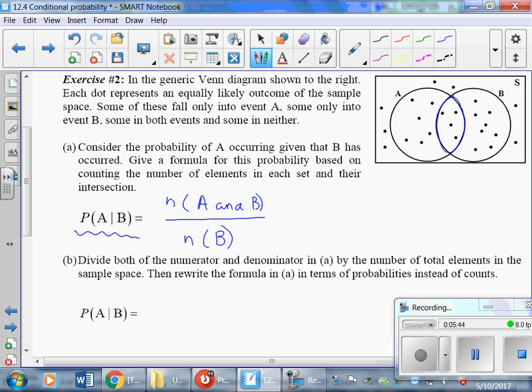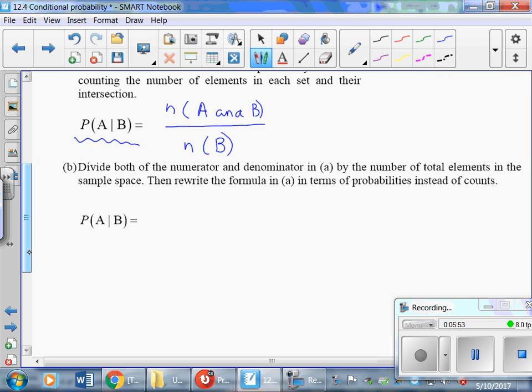So divide both the numerator and denominator by the number of total elements in the sample space, then rewrite the formula in terms of probabilities. So basically all this is going to say is the probability of A and B divided by the probability of B. So this is the formula that's going to help us with the next few exercises.